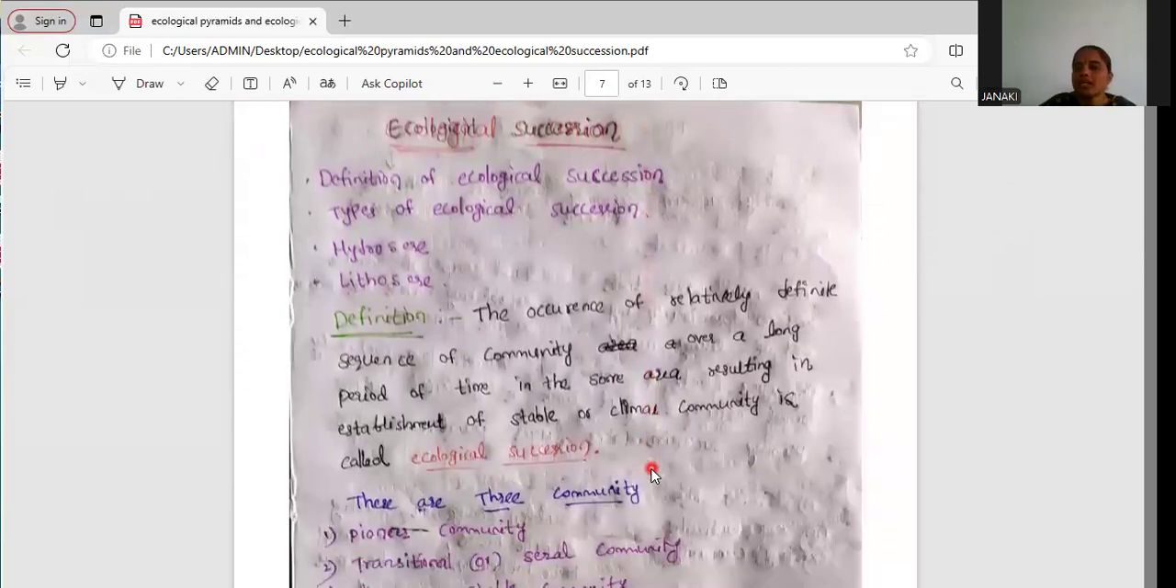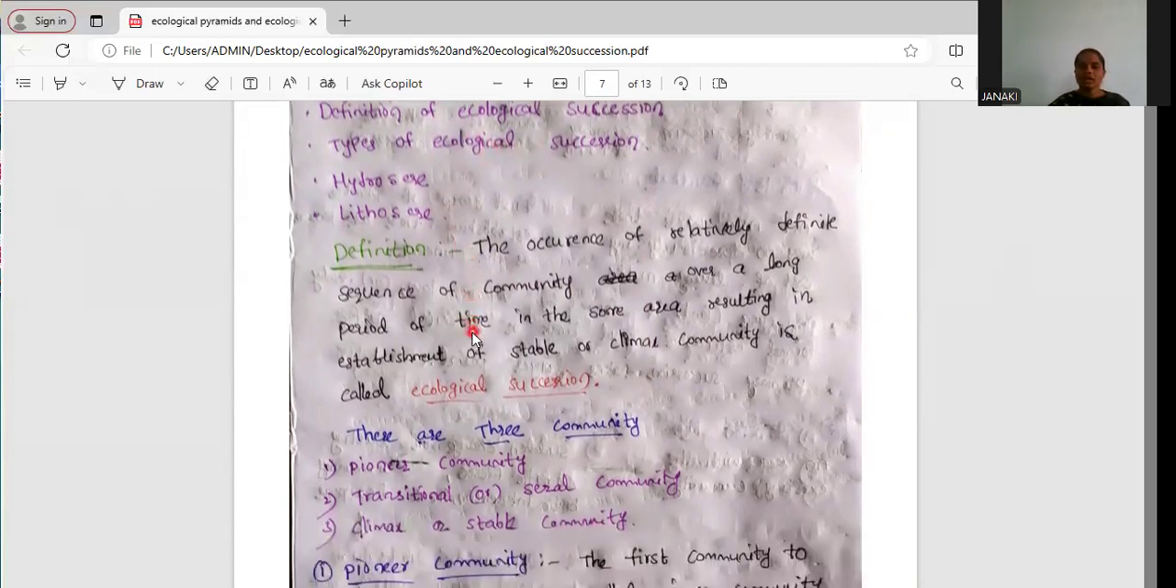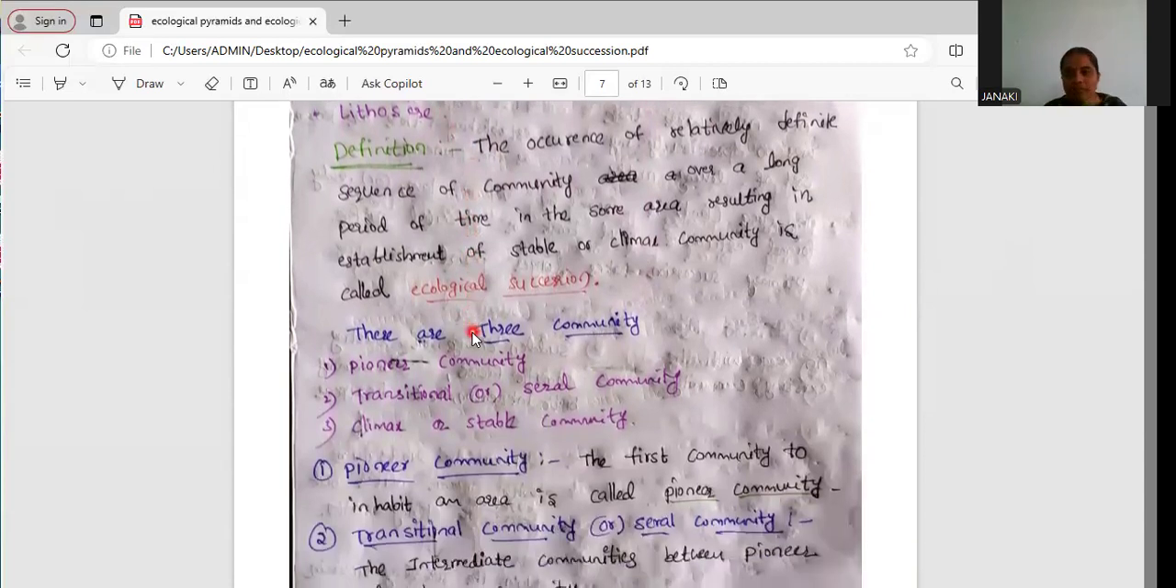Next topic is ecological succession. We are discussing the definition of ecological succession and types of ecological succession, hydrosphere and lithosphere. First, the definition of ecological succession: the occurrence of a relatively defined sequence of communities over a long period of time in the same area, resulting in the establishment of a stable or climax community, is called ecological succession.